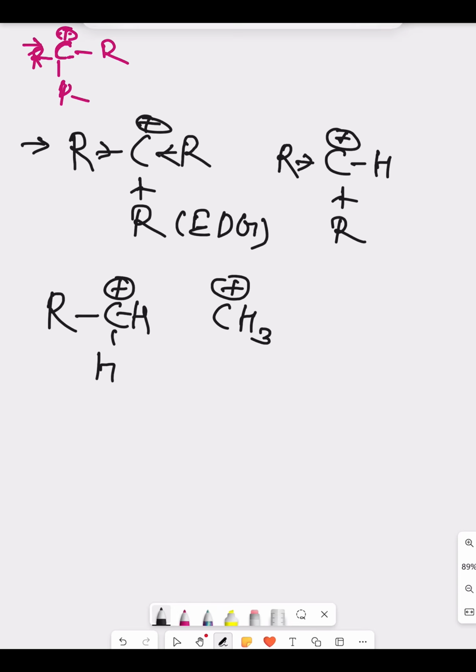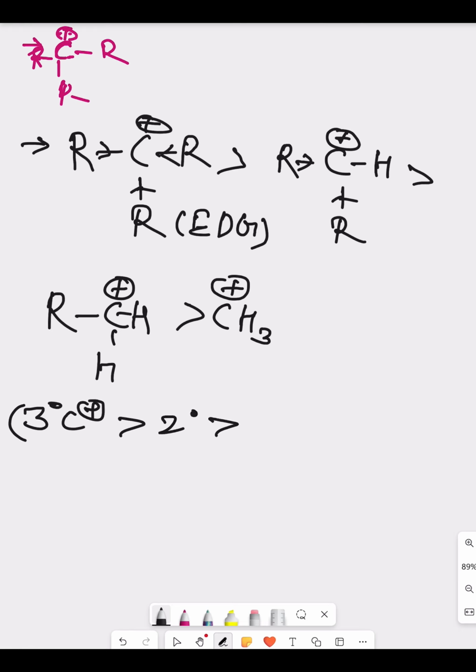Now the stability of carbocation is like this. This is the order of stability of carbocation, that is 3-degree carbocation, 2-degree carbocation, 1-degree carbocation, and last one is CH3 carbocation. These are stabilized by 3 alkyl groups which are donating electrons to neutralize the positive charge.